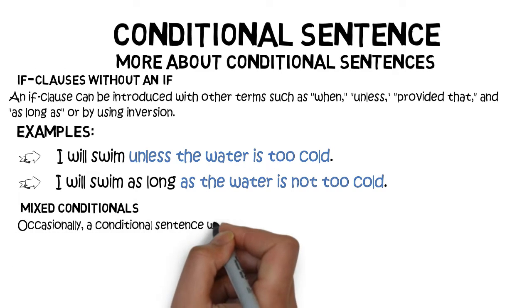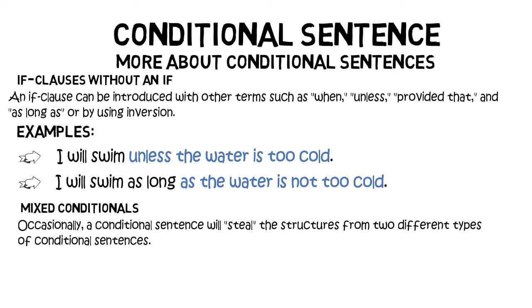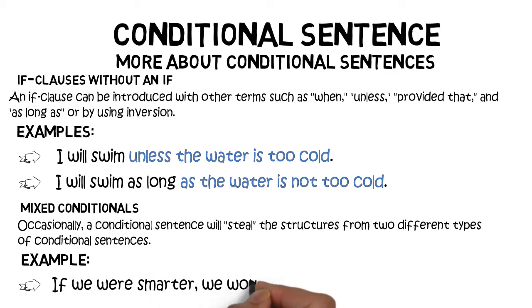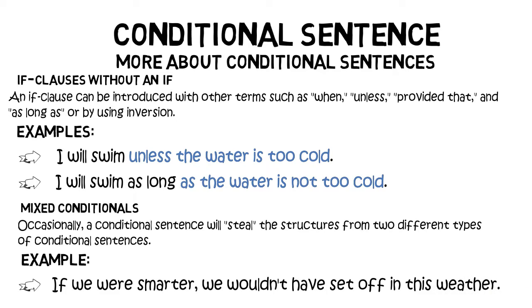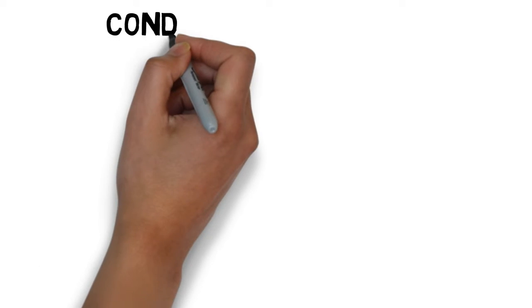There's another point, the mixed conditional. Occasionally, a conditional sentence will steal the structures from two different types of conditional sentences. Let's have a look. If we were smarter, that's the structure of the second conditional, we wouldn't have set off in this weather. That's the structure of the third conditional. Now this mixed conditional is used when there's a regret for a past action or past inaction.